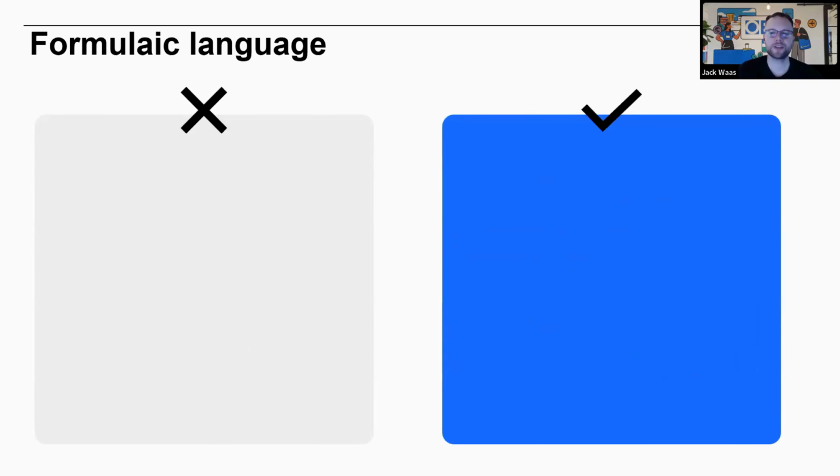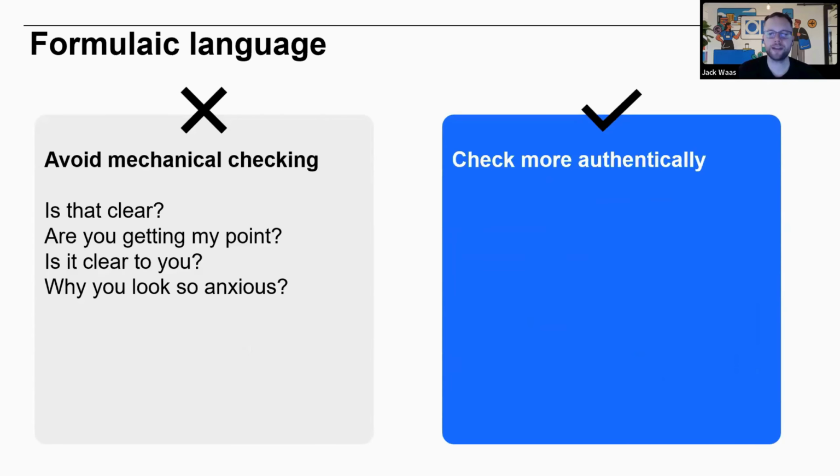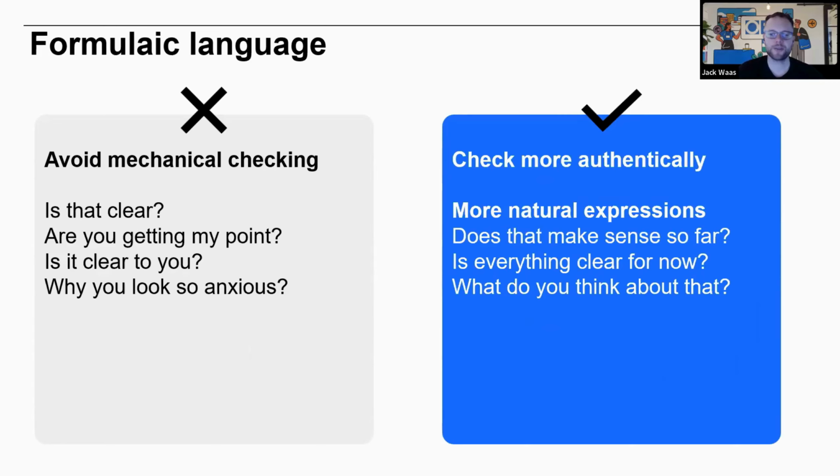Checking that a patient has understood something in a mechanical way can prevent the patient from telling you if they have actually understood. You can check more authentically by using more natural expressions or by personalizing your checking based on the information you have shared. So mechanical checking would be like, is that clear? Are you getting my point? Is that clear to you? Why do you look so nervous?